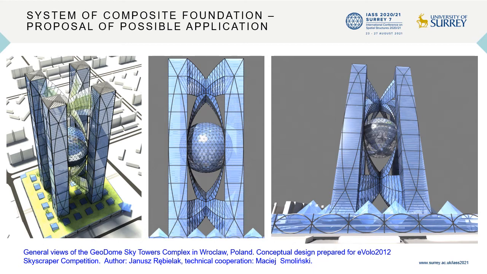The foundation base has the form of a square. Its edge length equals around 250 meters. Its construction depth equals 18 meters and it contains three technical stories. The central geodesic sphere has a diameter equal to 100 meters.